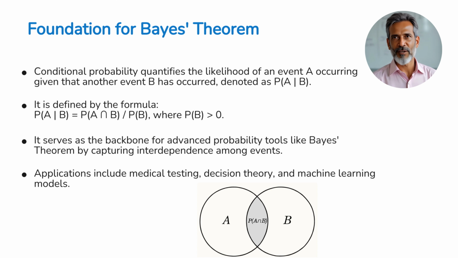Also, imagine a Venn diagram showing two overlapping circles, A and B. The overlapping shaded part represents A intersection B, and the whole of B is the base for our calculation. Keep this picture in your mind as a simple way to understand conditional probability visually. Shabash. We now have a solid base to move forward.